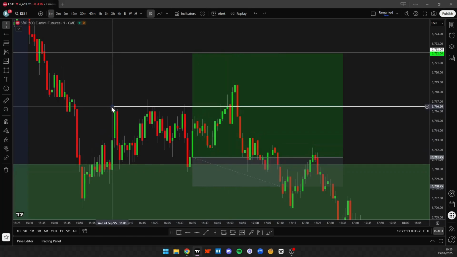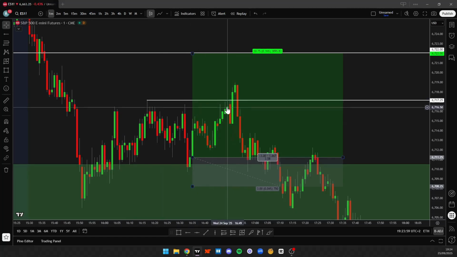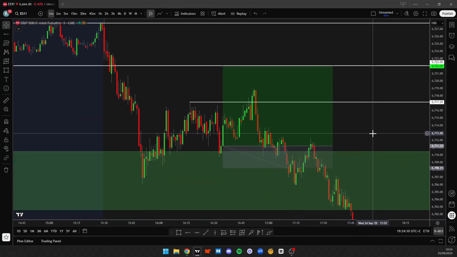And I took partials at this high right here. As soon as this candle went beyond it, this is when I took partials. It didn't hit my full TP, and then it came all the way back down and took me out for break even.